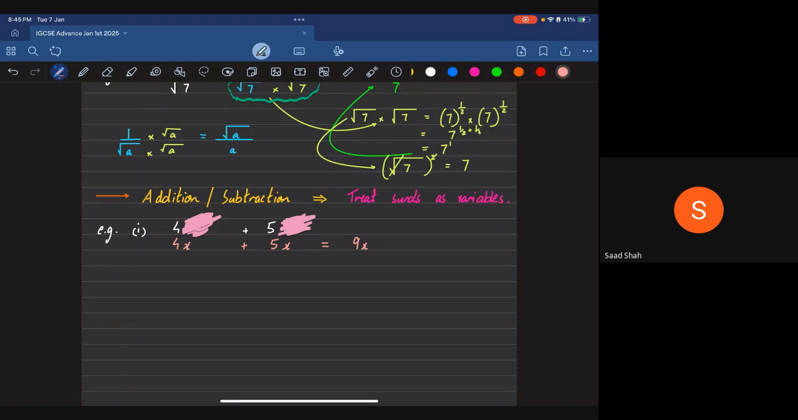Clear? Keeping this in mind, now forget about the fact that you're using x.